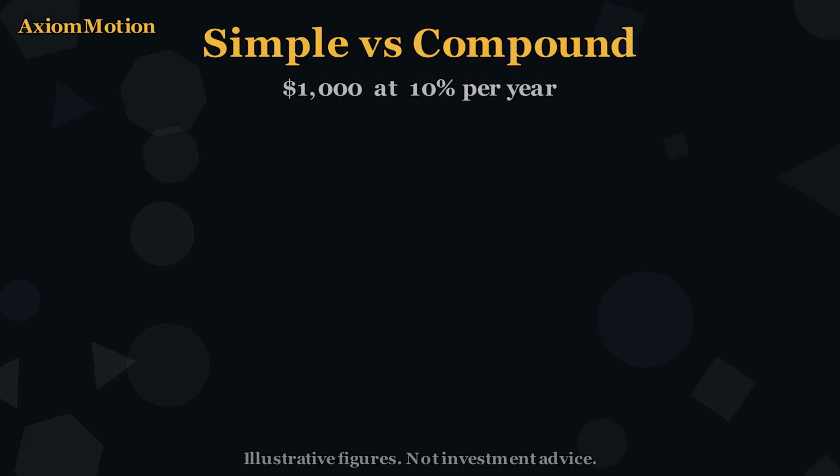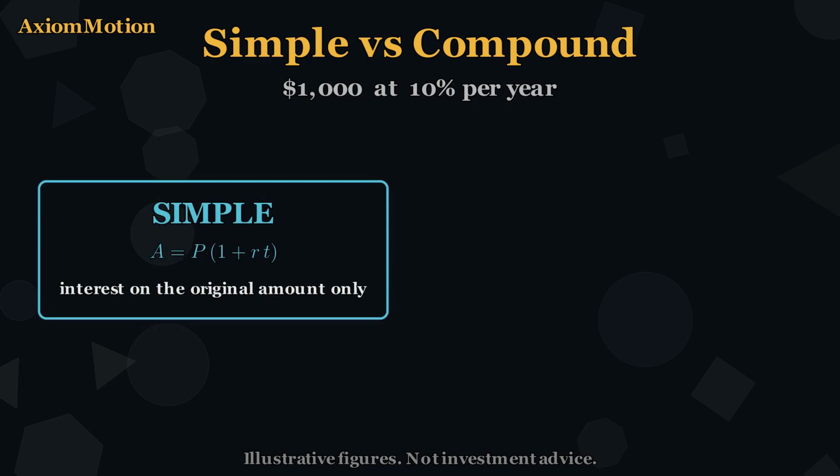Let's start as simply as possible, $1,000, earning 10% a year. It turns out there are two completely different ways that interest can work, and the difference between them is the whole story. The first way is called simple interest. Every year you earn 10% of your original $1,000. That's $100, the same $100, every single year.